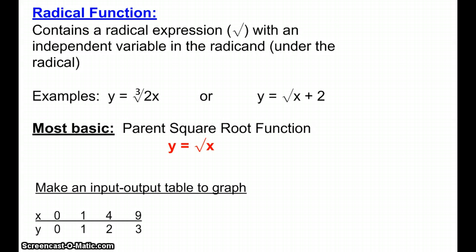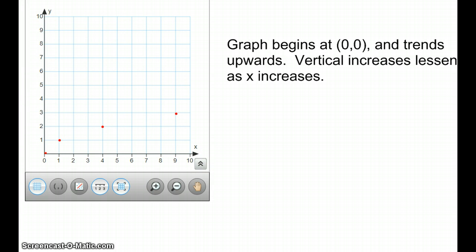The most basic radical function we call the parent square root function, and that is y equals the square root of x. We're going to graph this now by making an input-output table. So I used values of x 0, 1, 4, and 9. To take the square root of x, y equals 0, 1, 2, and 3. The resulting graph is shown here with the red dots, which I will connect. Okay, so we're going to just draw it like this.